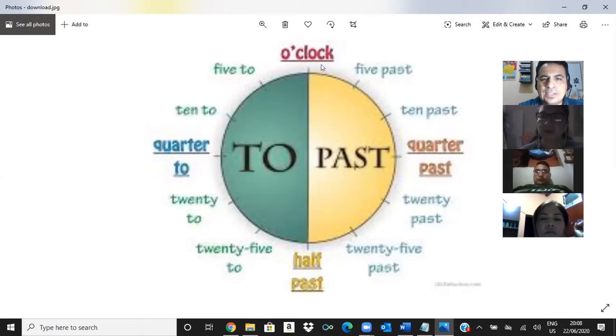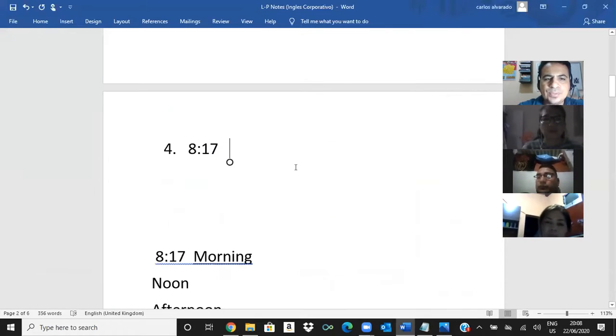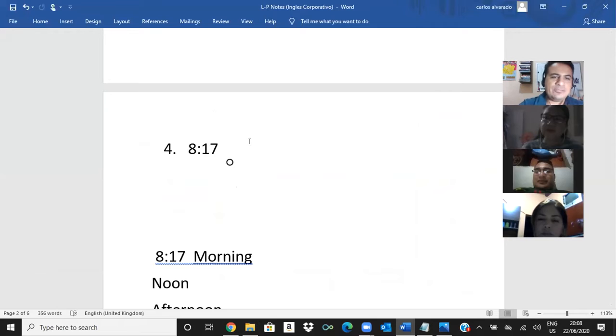So, recuerden, de 0 a 30, past. De 31 hacia 60, to. Okay? Y si estoy en dígitos de 5, puedo decir 5, 10, 20, 30, okay? Pero ¿qué pasa si no estoy en dígito de 5? Como en el ejemplo que le di. Nuestro ejemplo. Tengo que usar ¿qué en este caso? 17 past. No. Ahí estás combinando la forma digital con la forma de reloj que vimos ahora. No puedes mezclarlas. No. 17 past 8.